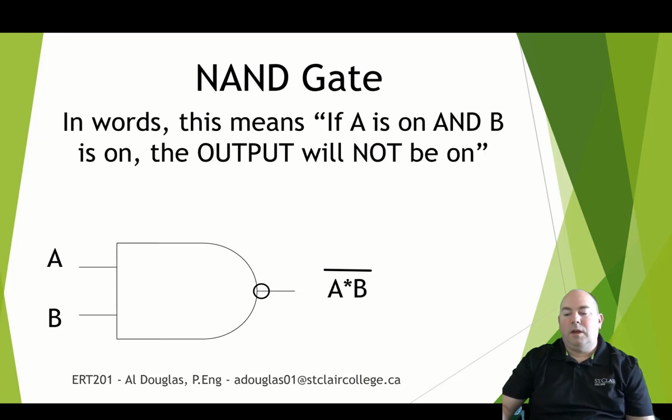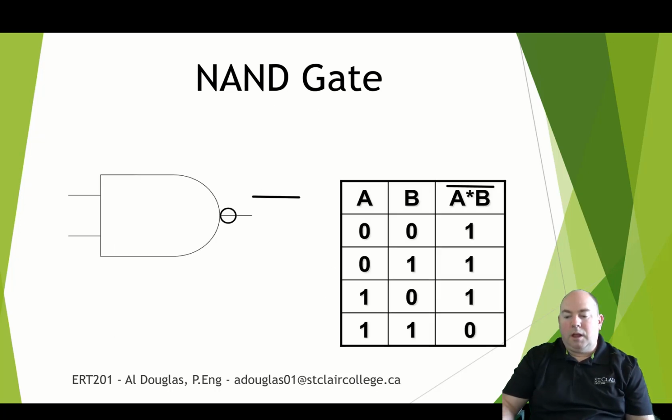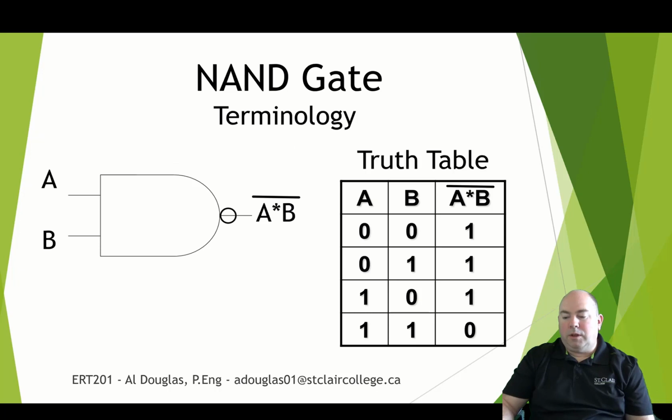So what that means is, if A is on and B is on, then the output will not be on. So that's in words, this is the difference here. And you'll notice that the truth table for the AND gate was this. So this is just the inverse of the AND gate truth table. So that is the NAND gate.